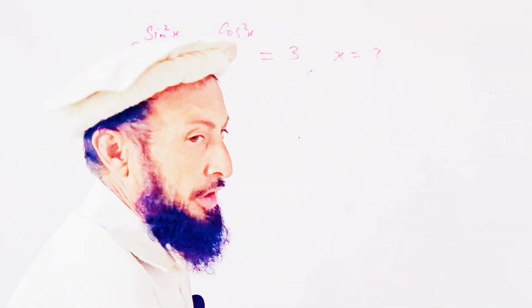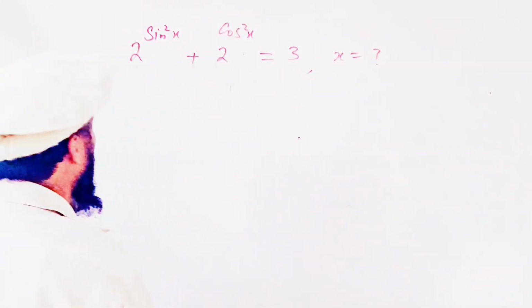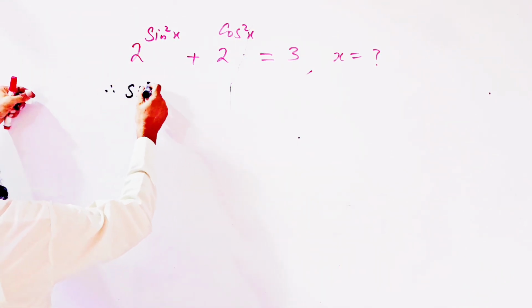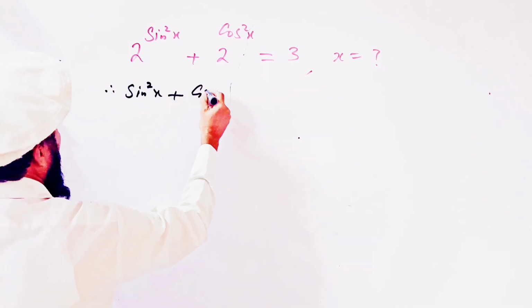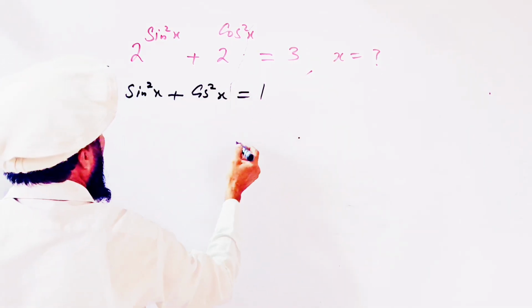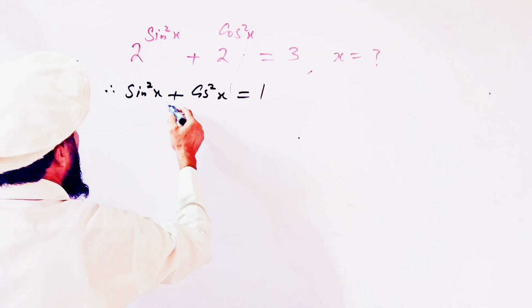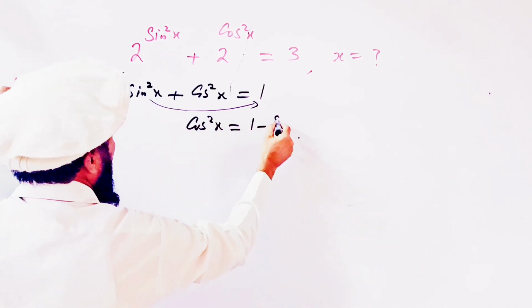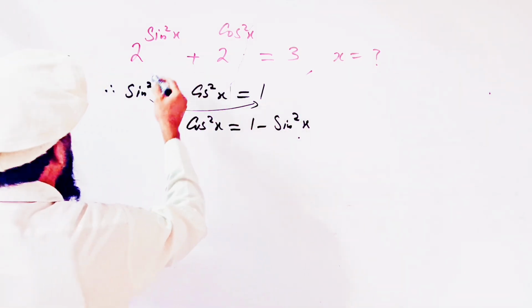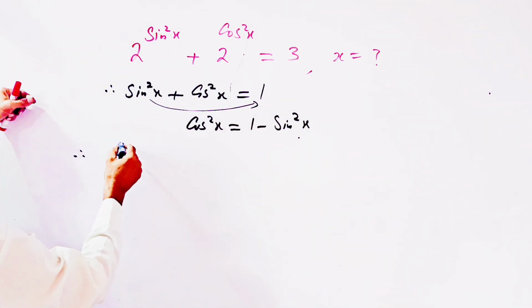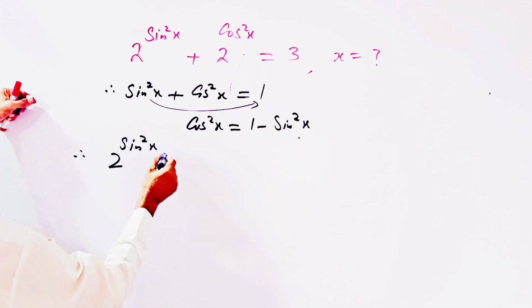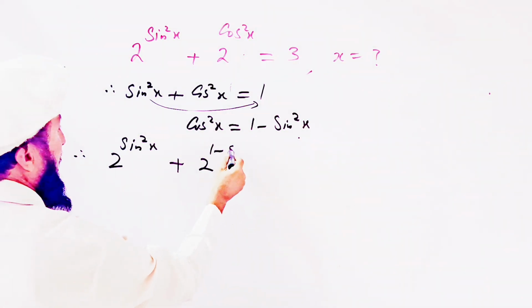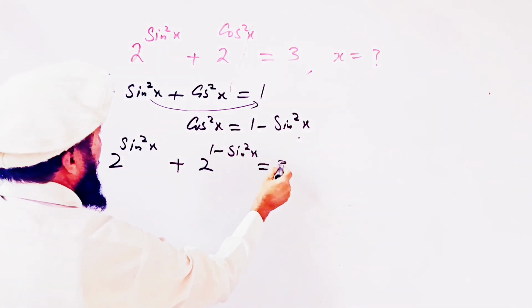So this is a very tricky trigonometric question, and we use the trigonometric identities. Sine square x plus cos square x is equal to 1. In the place of cos square x, we put this result: cos square x is equal to 1 minus sine square x. Now we substitute it: 2 exponent of sine square x plus 2 exponent of 1 minus sine square x is equal to 3.